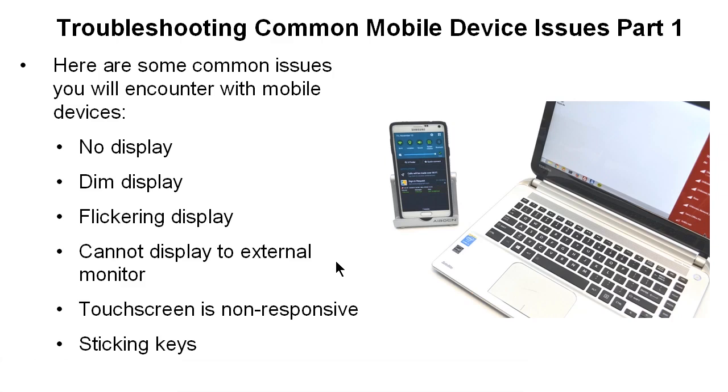So there's a little bit of troubleshooting common mobile device issues. The display issues and the keyboard issues and the touchscreen and touchpad issues, those are fairly common. But always check the basic stuff first. Always check the common culprits.